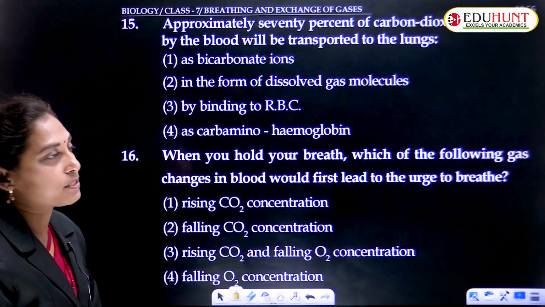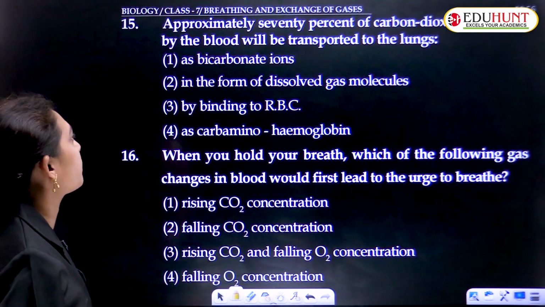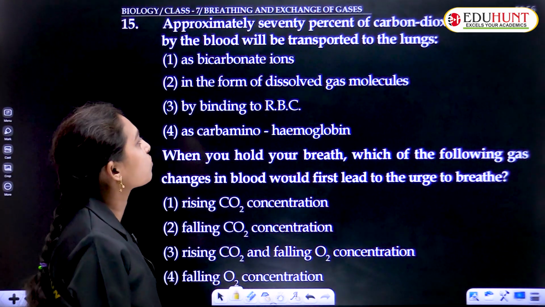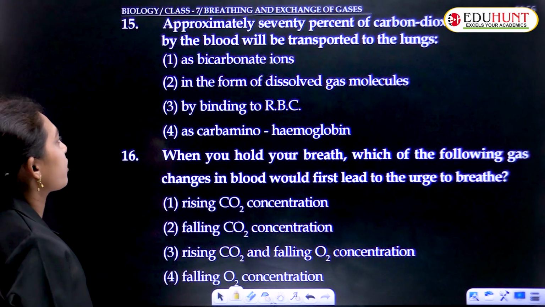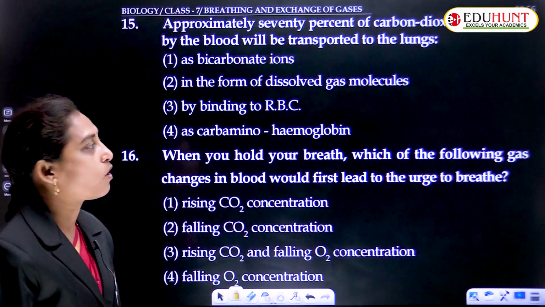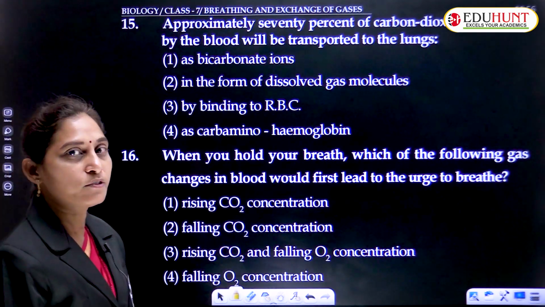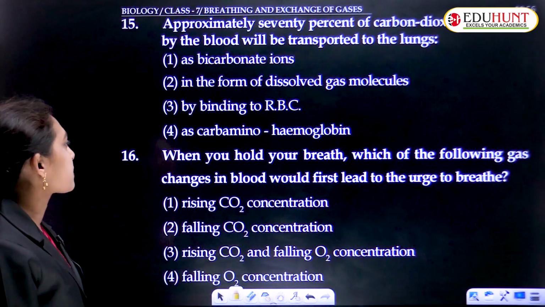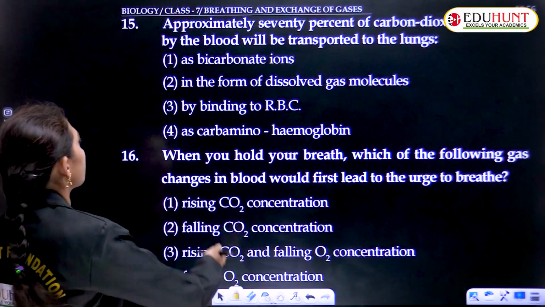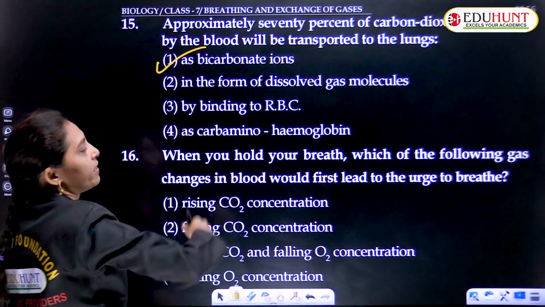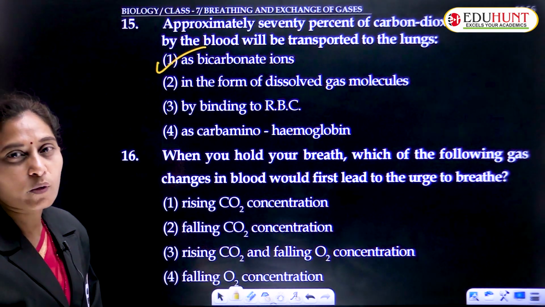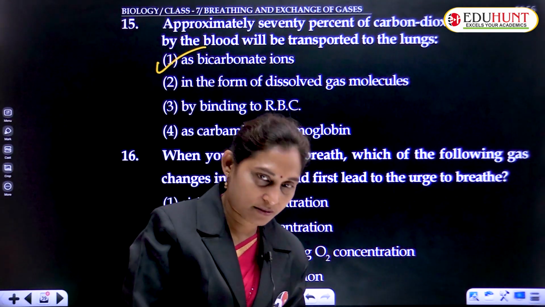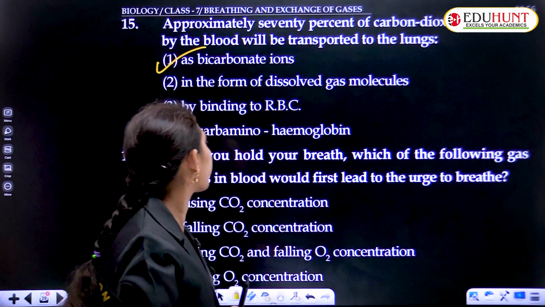Approximately 70% of carbon dioxide absorbed by the blood will be transported to the lungs as bicarbonate ions, in the form of dissolved gas molecules, or by binding to RBC as carbaminohemoglobin. First one is the correct option because 70% of the CO2 is transported in bicarbonate form only.